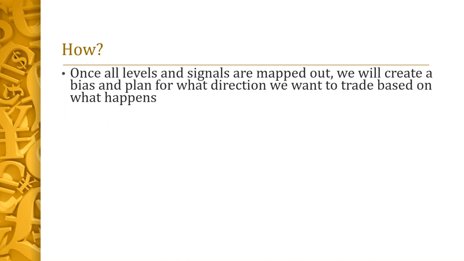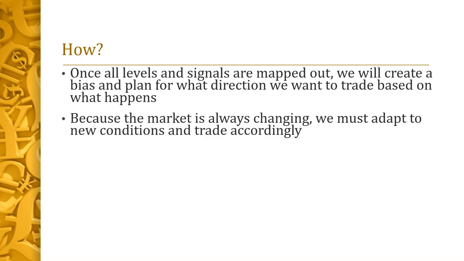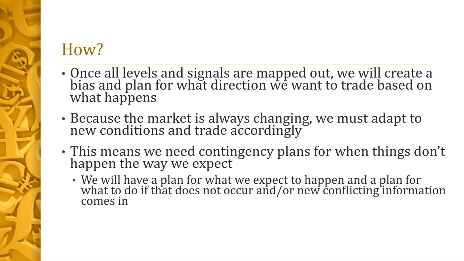Now, once we get all the levels and all the signals mapped out, which we're going to go ahead and do here in just a few minutes, we'll create a bias and a plan for what direction we would want to trade based on what happens. And remember that because there's no way to truly predict 100% what's going to happen next, we need to have, and that's probably the next couple bullet points here, conditions for our trading. So if something does happen, then we will do this, right?